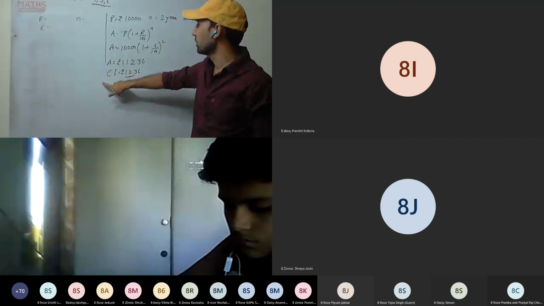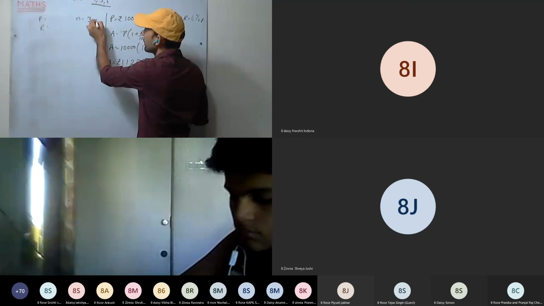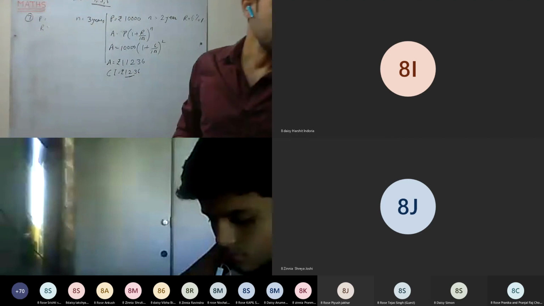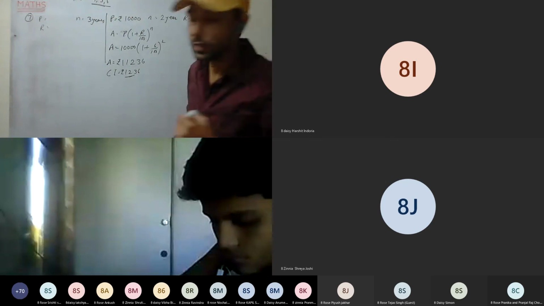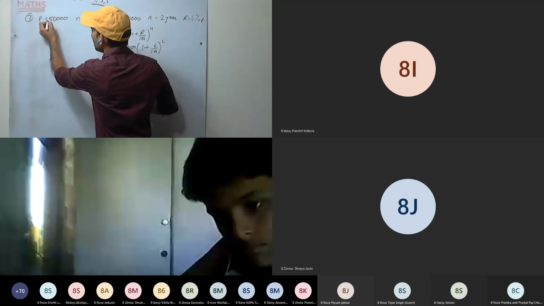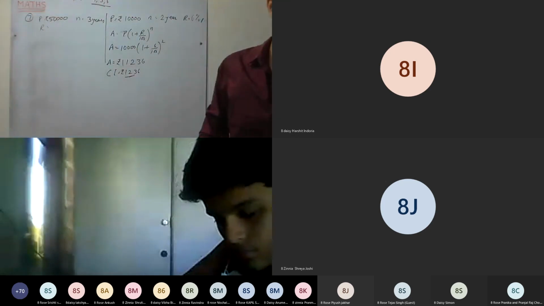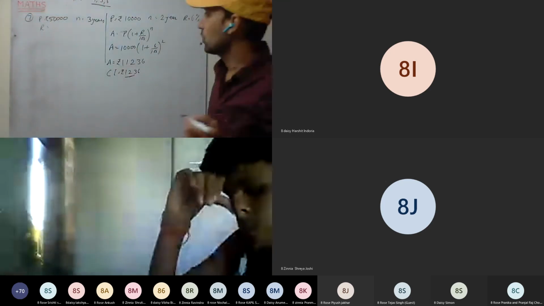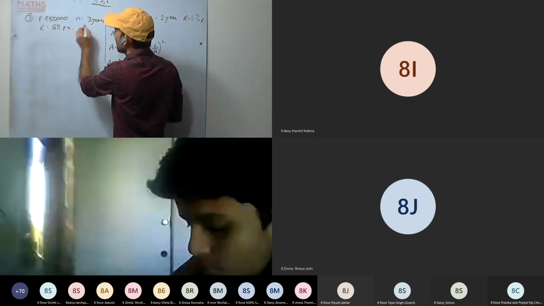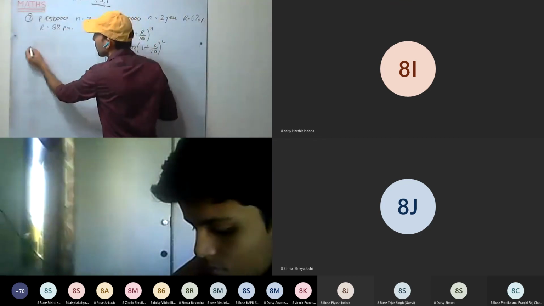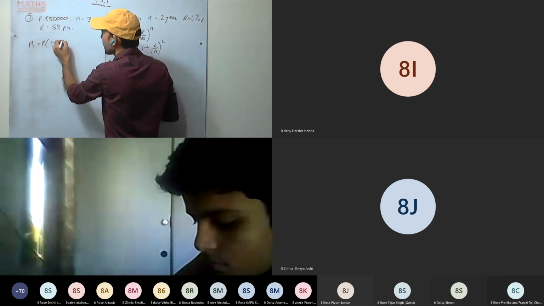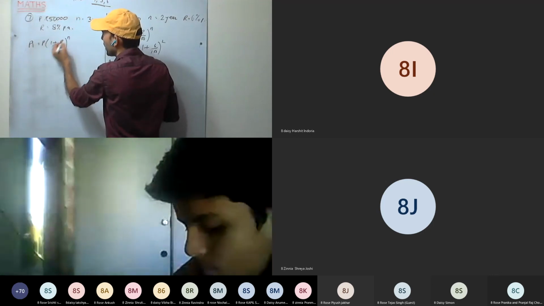But in the 7th question, time period is given 3 years. 50,000 invested for 3 years at the rate of 8% per annum. Always check the rate. It is per annum. Time should also be in years. Now calculate A equal to P 1 plus R upon 100 raised to power n.